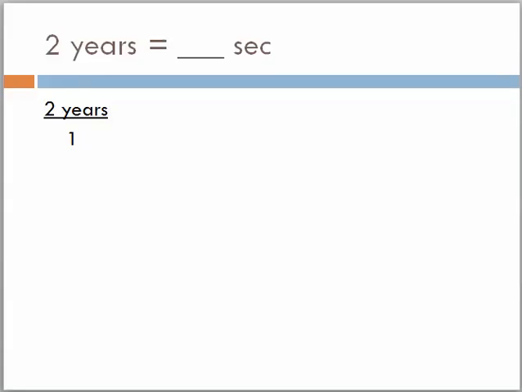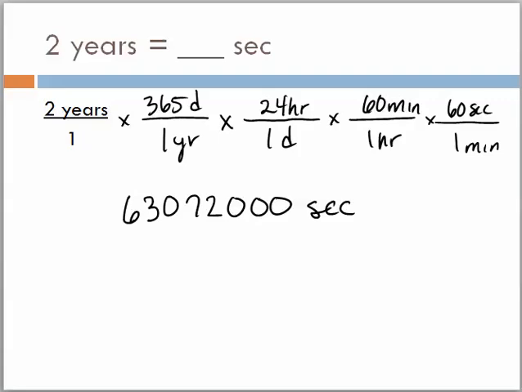I'm going to pause it and give you a chance to work this one out. Well, I've got it worked out here. We find out that there are 63,072,000 seconds in 2 years. How do you know it's done correctly? Well, my years canceled out, my days canceled out, my hours canceled out, and my minutes canceled out. So the only thing left then were the seconds.